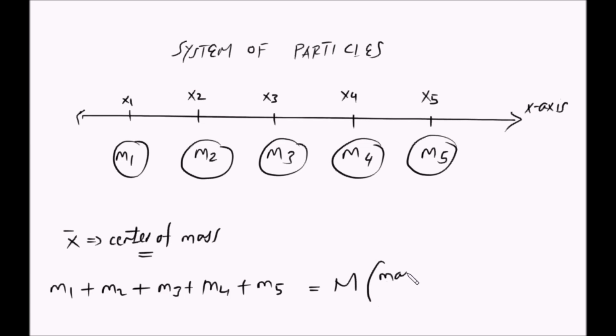So tunaita mass of all particles in a system. So the point where this capital letter M is concentrated ndo naita center of mass. Ni rahisi zaidi kuelewa when you are dealing with a body and not a system of particles. So mfano fimbo ndefu, sawa? Fimbo ndefu. Ile fimbo ndefu kuna sehemu inaitwa center of mass.